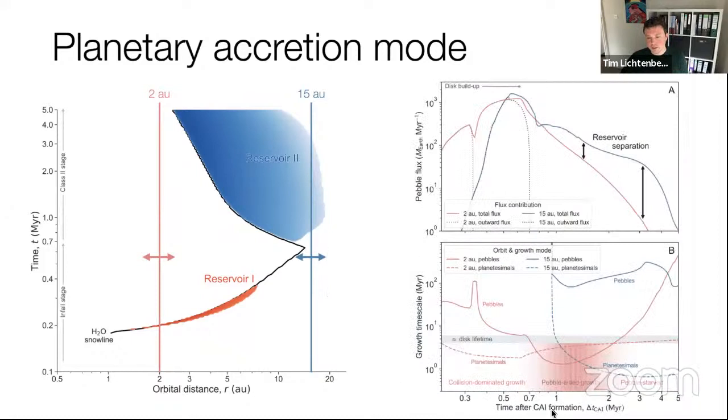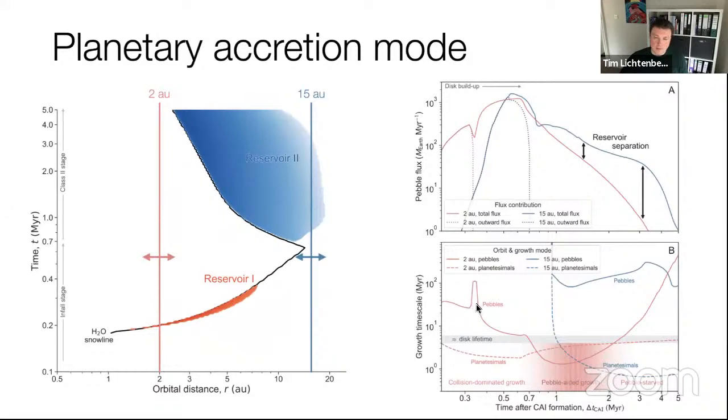So we quantify this in the simulation. This is what you see over here: time after CAI formation, again, this is the growth timescale, which is the inverse of the accretion efficiency. The question we asked in this specific plot is, if you imagine an initial planetesimal population formed from the streaming instability, how fast can the largest objects in this population grow from either planetesimals or pebbles? Again, quantified at 2 and 15 AU. So let's focus specifically on the red lines.